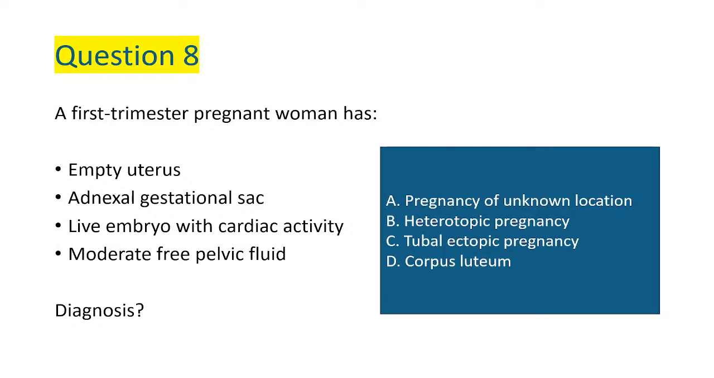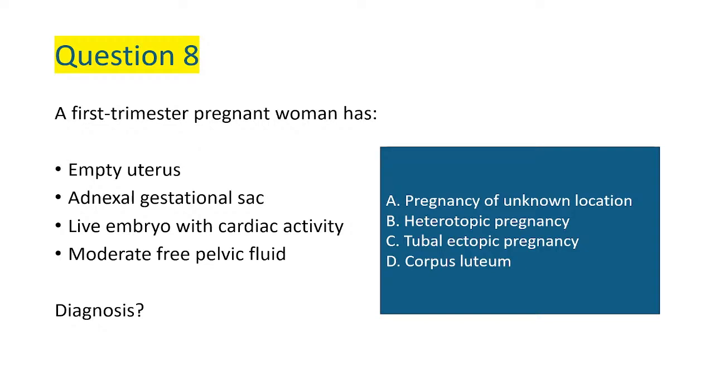Question number 8. A first trimester pregnant woman has empty uterus, adnexal gestational sac, live embryo with cardiac activity, moderate free fluid in the pelvis. What is the most likely diagnosis?